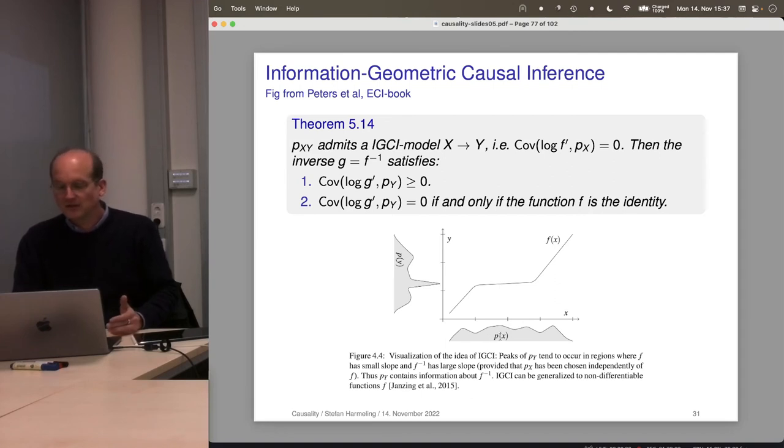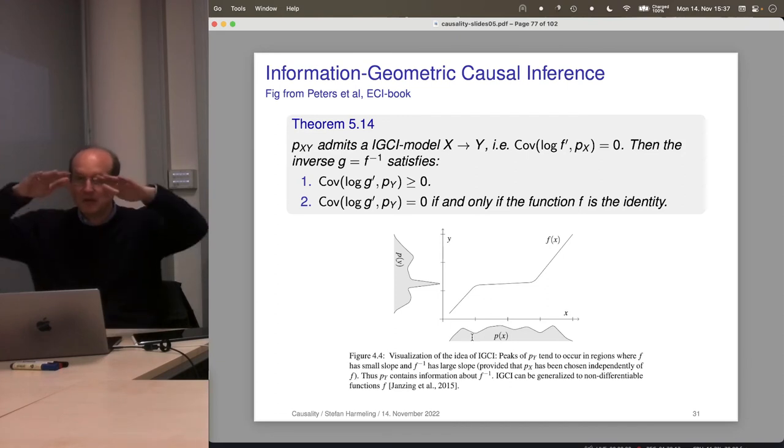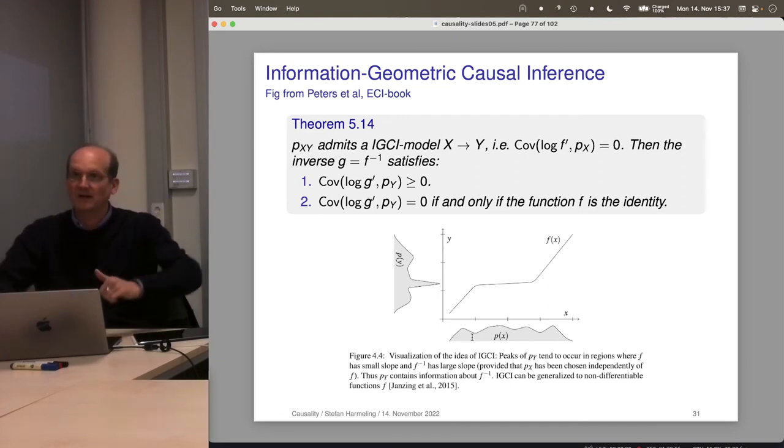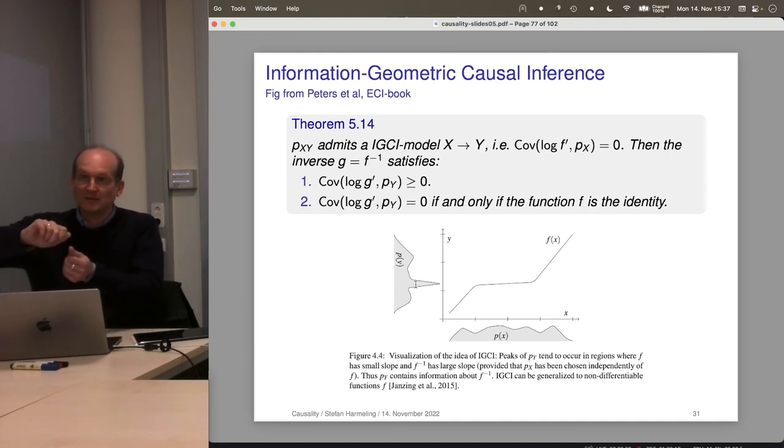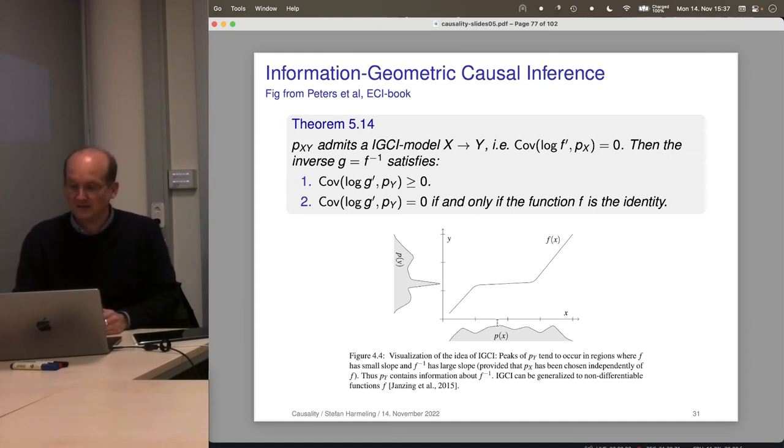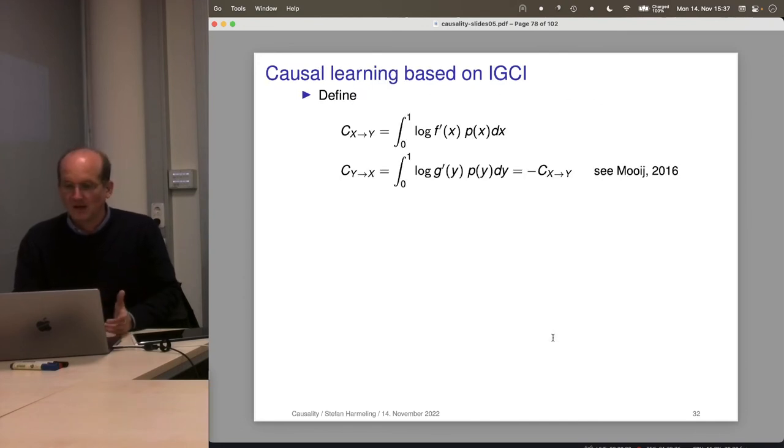Of course, I could tune the p of x. If I would make it, on this area, really small, the p of x, then maybe you don't see a bump in here. But then we have tuned the mechanism and the input distribution, okay? And that is against the assumption.